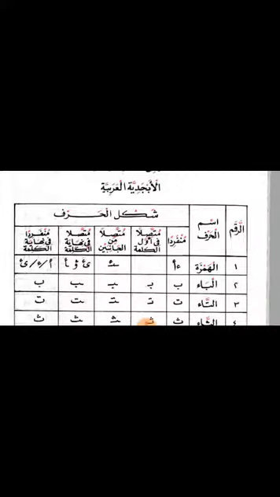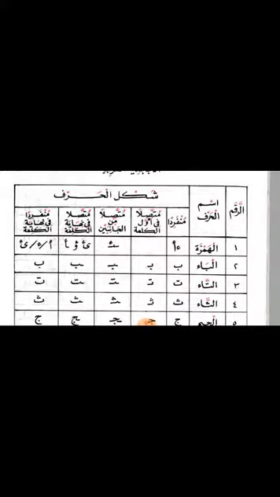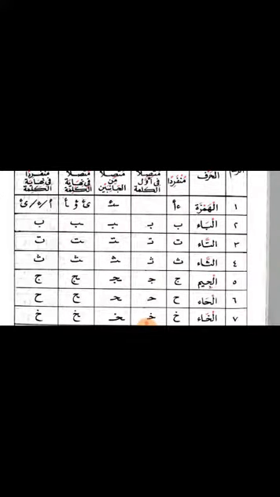Arabic alphabets. Yes, alphabets. Here in the first column you see written ar-rakam. Ar-rakam means number. Then the name of the alphabet. Third column is a big one. On it is written the shape of the alphabet. Munfaridan means when it is written alone, the alphabet is written like this in the munfaridan column.